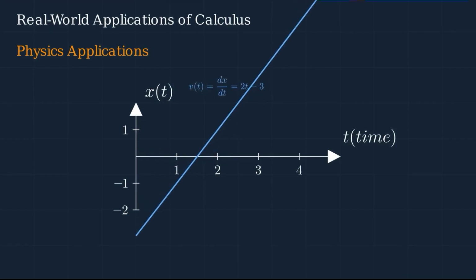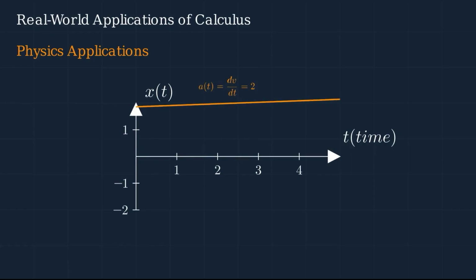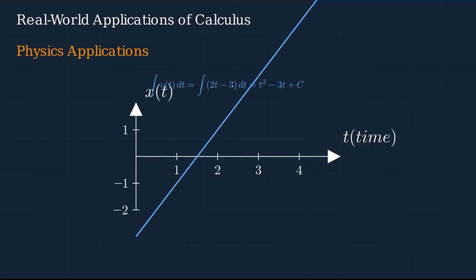The derivative of position gives us velocity. For this position function, the velocity is 2t minus 3. The derivative of velocity gives us acceleration, which in this case is a constant 2, while integrals determine displacement from velocity, allowing us to recover the original position function.